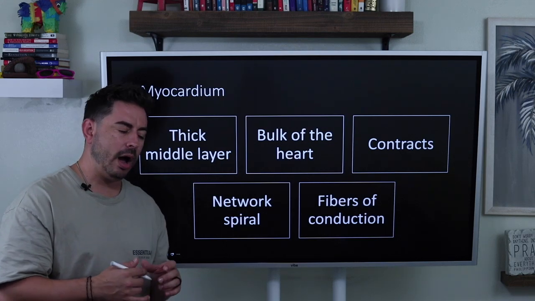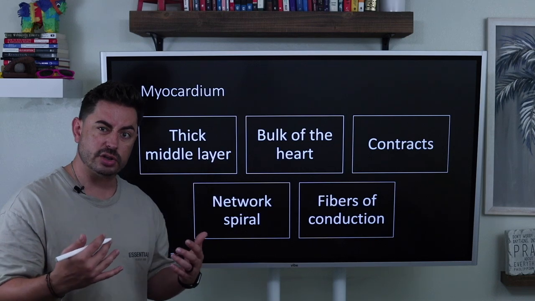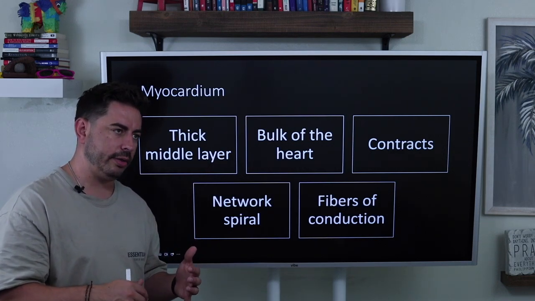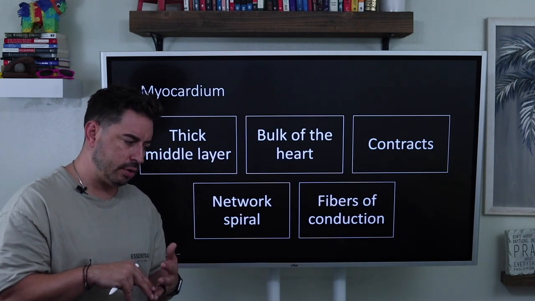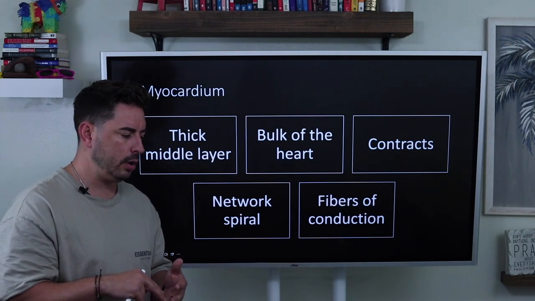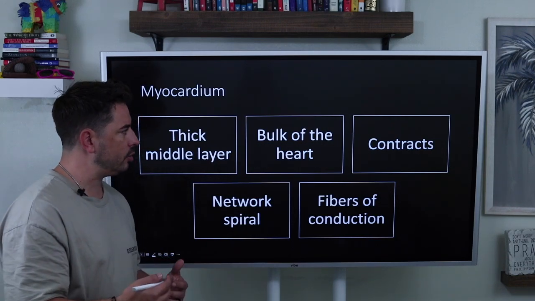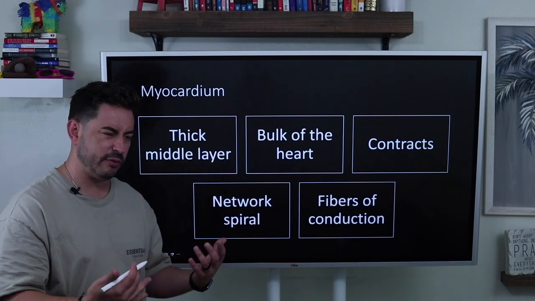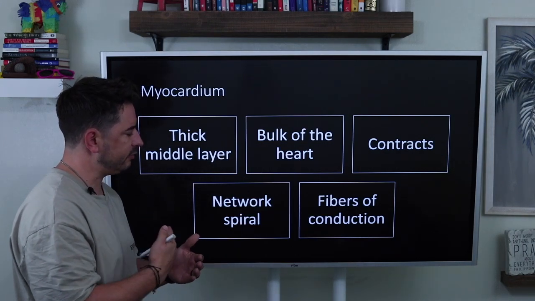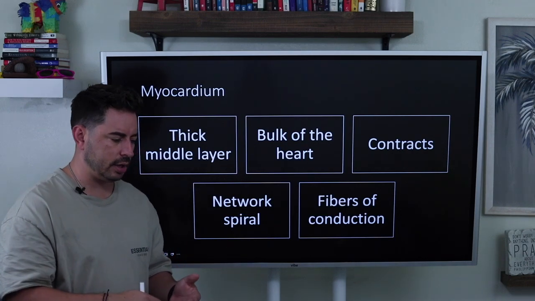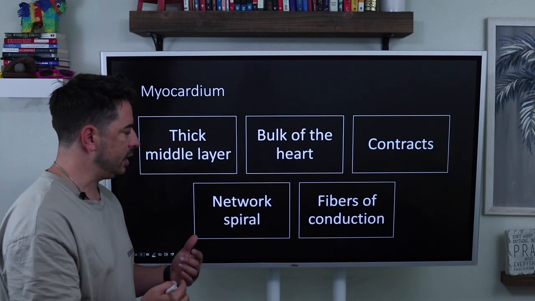bundles. And the modified tissue fibers that make this conduction possible are what we call the SA node, or the sinoatrial node, the atrioventricular node or the AV node, the bundle of His, and the Purkinje fibers. We'll talk about those as we continue to get into the electrophysiology. But we need to understand that the fibers used for conduction are the SA node, the AV node, bundle of His, and Purkinje fibers.